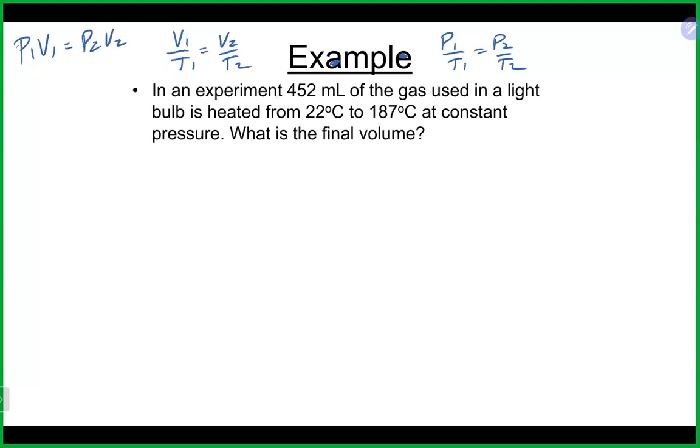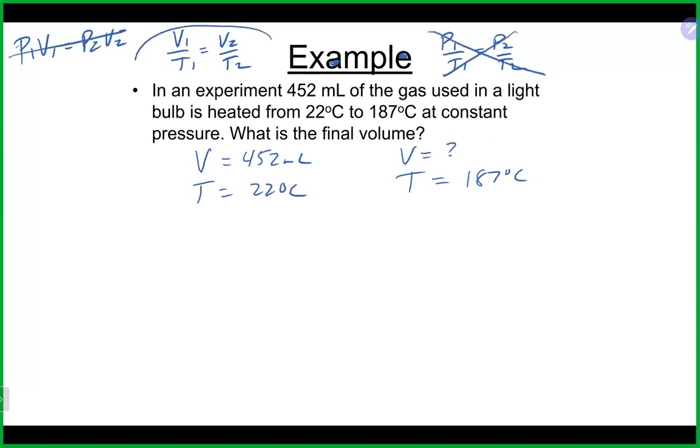So in an experiment, we have a volume that is 452 milliliters. It is heated from a temperature of 22 degrees Celsius to another temperature of 187 degrees Celsius, and we're looking for a volume. So obviously, there's no pressure here, so that's eliminated, and there's no pressure here either, so this one's eliminated. So it would be Charles' law that we want to use in this particular case.